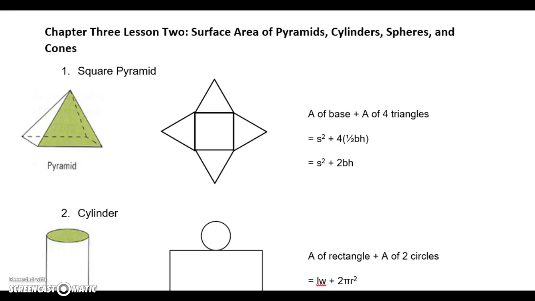In this video, we're going to look at lesson 2 from chapter 3, which is talking about surface area of pyramids, cylinders, spheres, and cones. And before we jump into an example, we're first going to go over each of the different formulas that we have for surface area for each of the shapes listed.